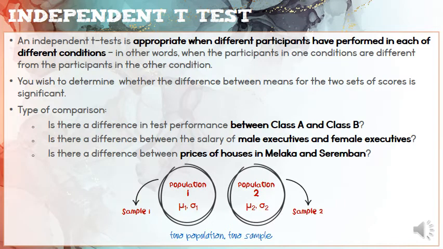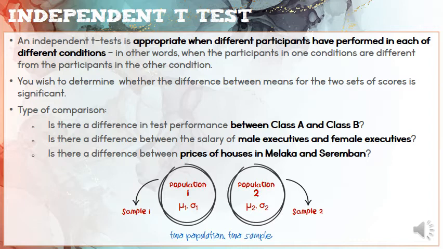An independent t-test is appropriate when different participants have performed in each of different conditions. So in other words, when the participants in one condition are different from the participant in the other condition. So you wish to determine whether the difference between mean for the two set of scores is significant.